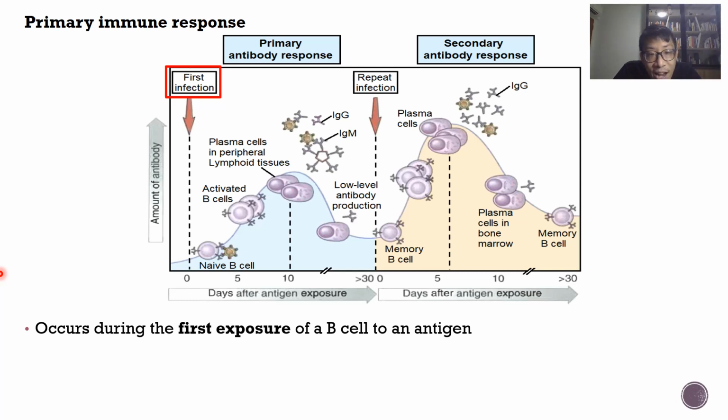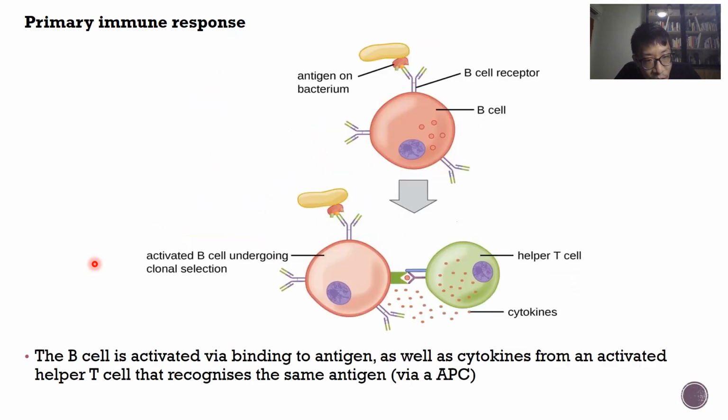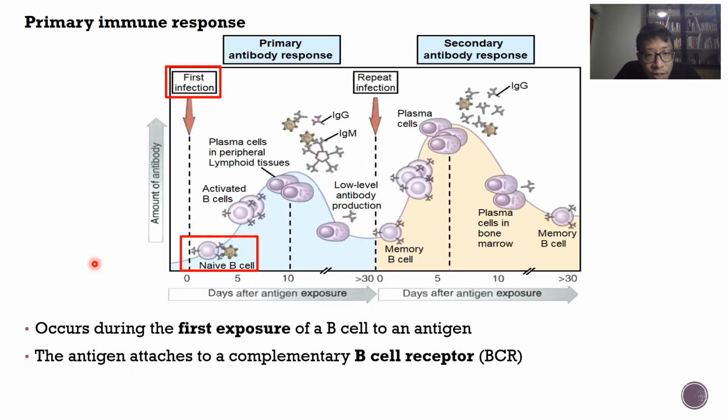Focusing on the B cell, that would be when the naive B cell that has a specific B cell receptor would bind to this antigen found on the pathogen. So the naive B cell is activated, of course, aided by the cytokines from the activated helper T cells as well. That would then bring about the clonal expansion.